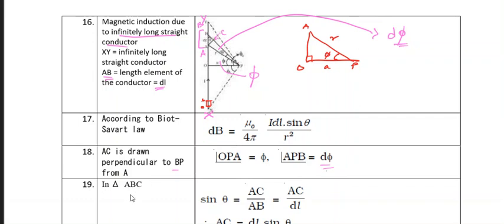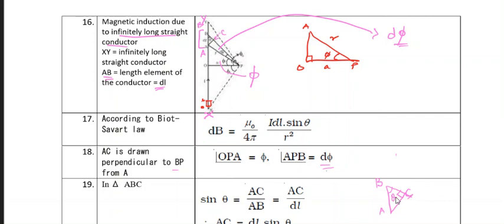Then in triangle ABC, where is this triangle? You have A, B, C, right? So let us draw this as triangle ABC. This is AB, this is C, this is B, this is A. You know very well this is a right angle. Now this is theta.